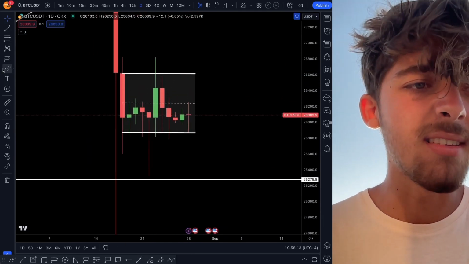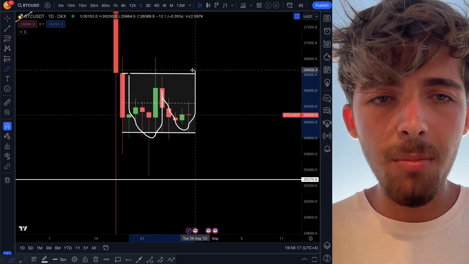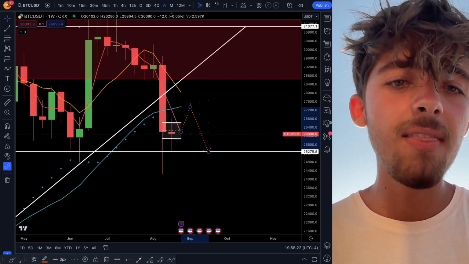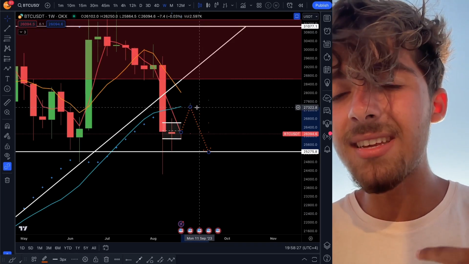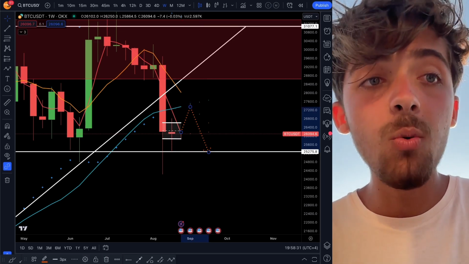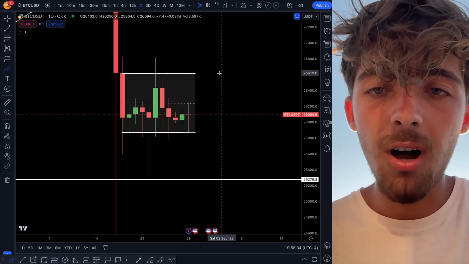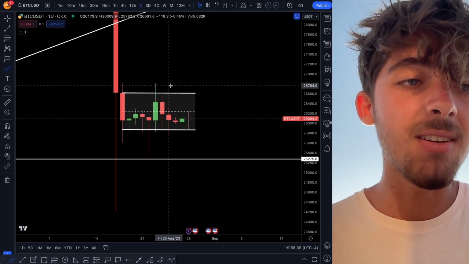Or what could happen is we can form a double bottom over here. And if we form the double bottom and we break above this $26,600, then the situation I discussed on the weekly could happen and we could trade back up to $27,000, 27.3K. That could be a potential. In that situation, I would be looking to open a potential long position if we break 26.6K. So that is what I'm looking at on the daily time frame.